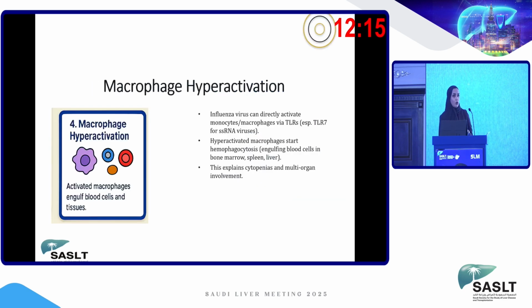The macrophage will be hyperactive. Influenza virus can directly activate monocyte macrophages through toll-like receptors. So hyperactivated macrophages will start hemophagocytosis, engulfing the blood cells in the bone marrow, spleen, and liver. That's why these patients present with cytopenias.